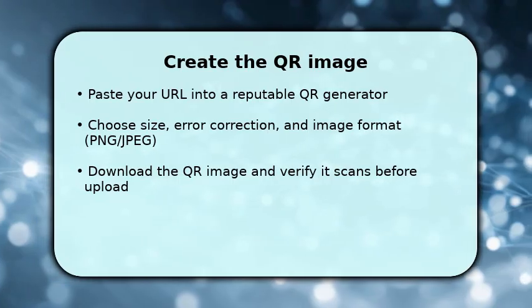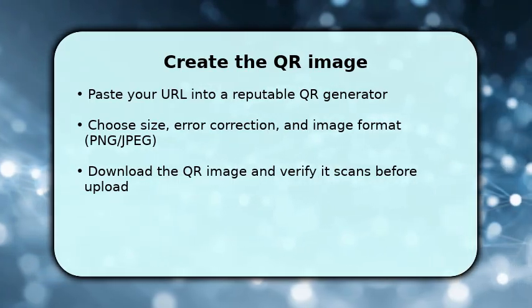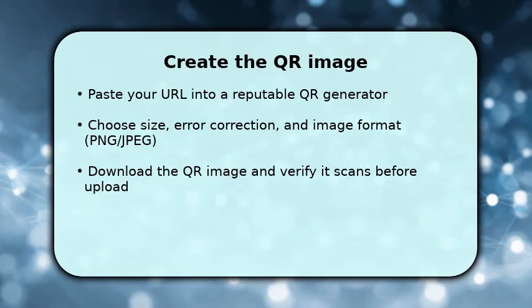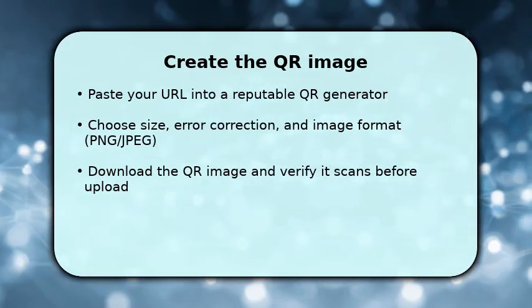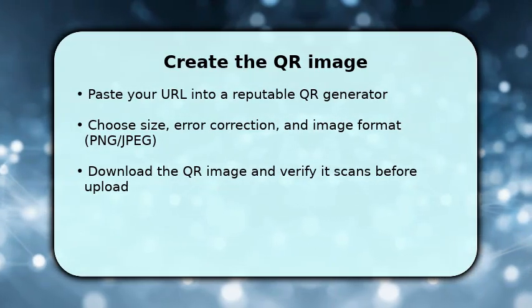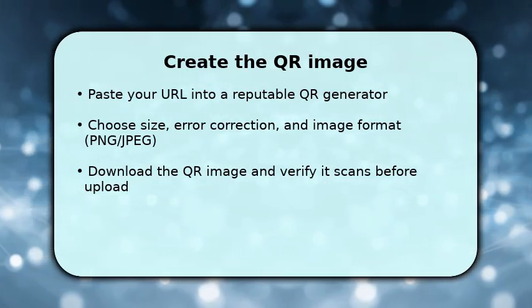Once downloaded, scan the image yourself with a phone camera or QR app to confirm it opens the intended Teams item. If it fails, adjust error correction or regenerate with a shortened URL.